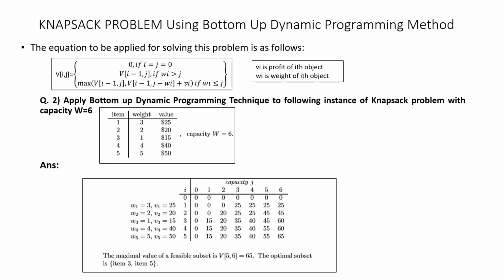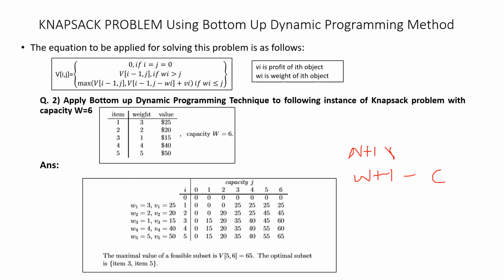Okay, another problem I have considered here. Same thing. Apply bottom-up dynamic programming technique to the following instance of knapsack problem with capacity 6. Now here what you have to do, again first create n plus 1 rows and w plus 1 columns. What is n here?